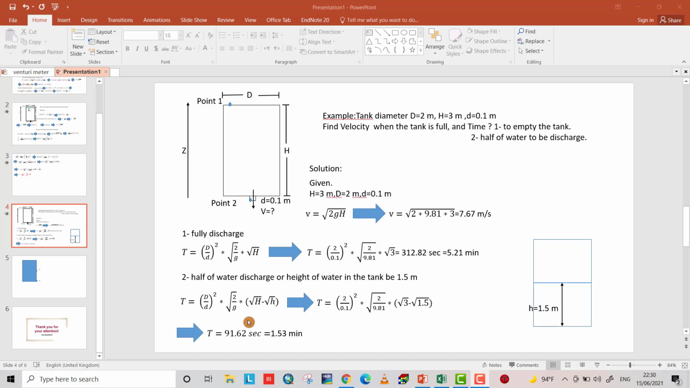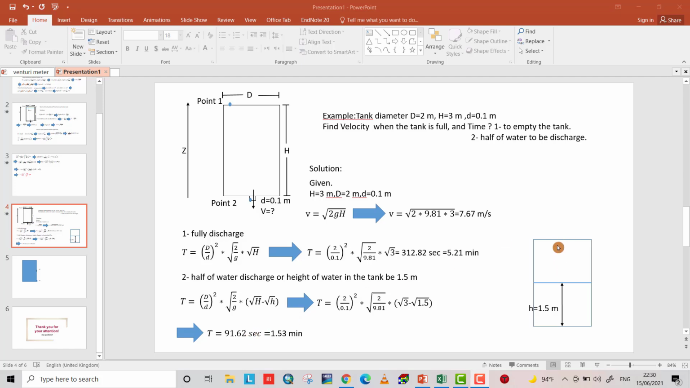It takes 91.62 seconds. If we make a note, we see that for the first half of the water drainage it takes just 91.62 seconds, while for discharging the full water it takes 312.82. It's much higher than 91.62. What is the reason behind this?